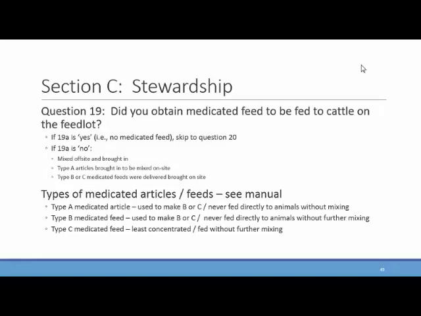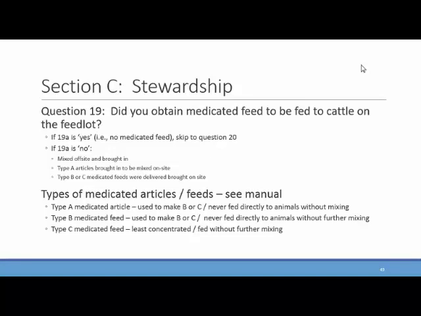And so you'll see in the manual, these are defined. And we'll go over them just briefly, but a type A medicated article is the most concentrated form of a medicated feed additive. It's not fed directly to animals. It can be used to make another type A medicated article or type B or C medicated feed. So this is the most concentrated, and it's never fed directly to animals without mixing. Moving on, type B medicated feed is used to make another type B or a type C medicated feed. A type B medicated feed is never fed directly to animals without further mixing because although it's less concentrated than type A, it is more concentrated than a type C medicated feed.